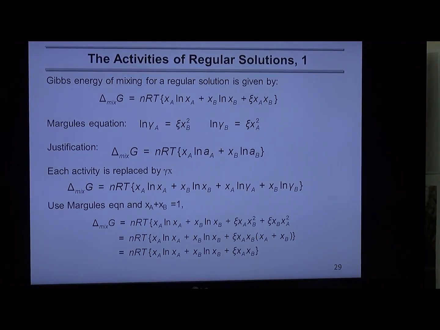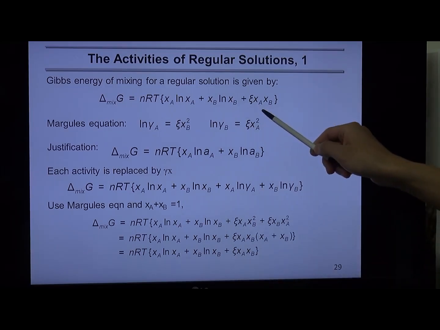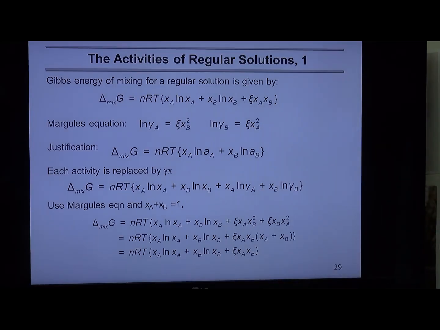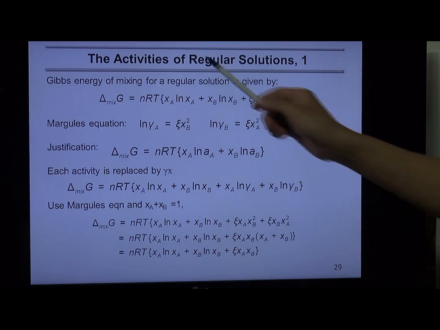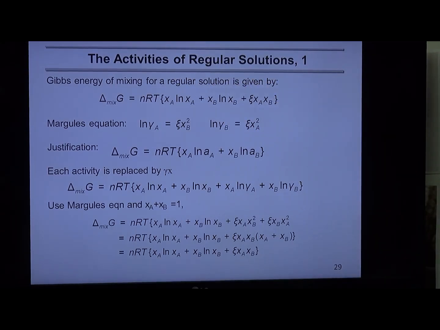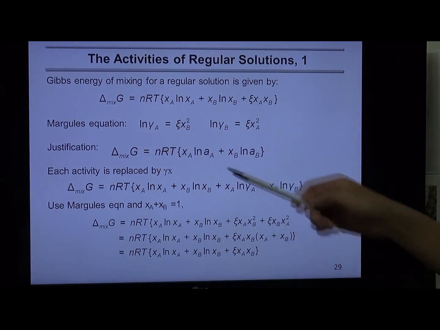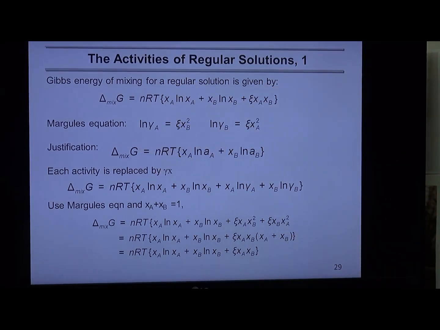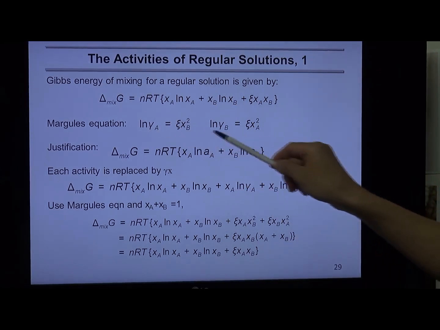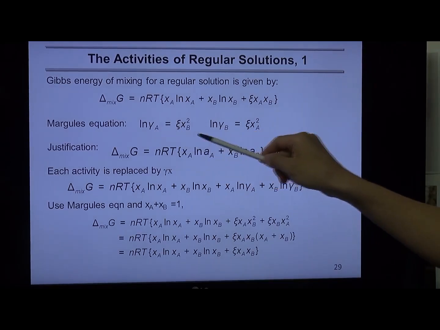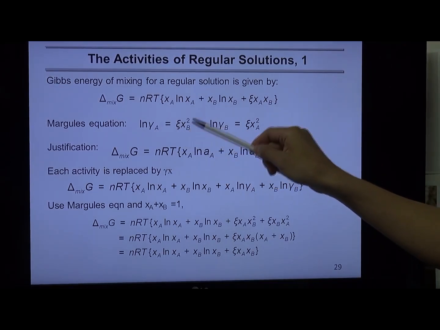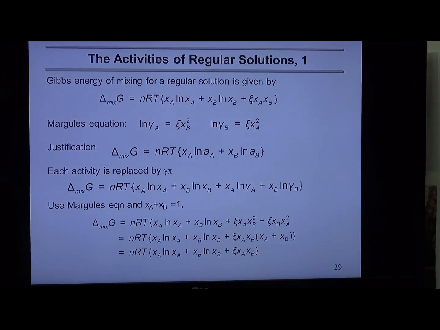Okay, for regular solution, Gibbs energy of mixing is shown here. And to describe the activities of regular solution, the equation called Margules equation, which shows basically the activity coefficient of regular solution, gamma A and gamma B, both of which are represented as psi xb squared, psi xa squared. And let's see how.